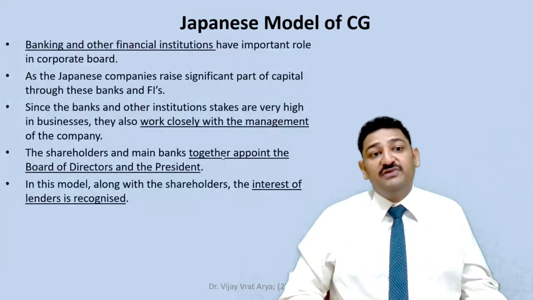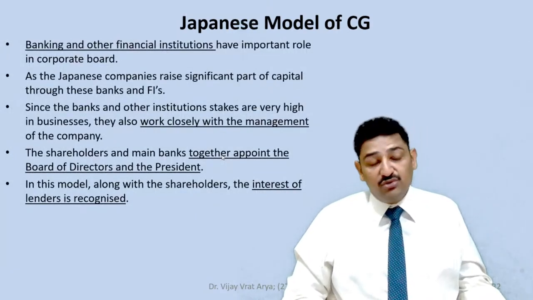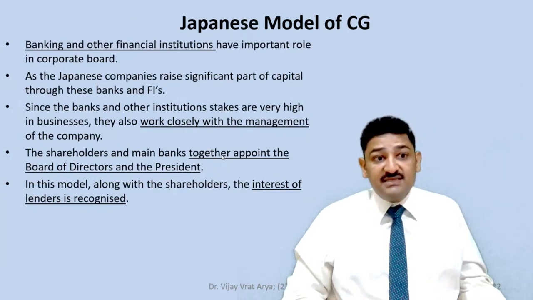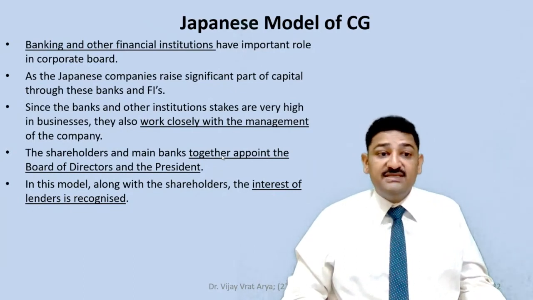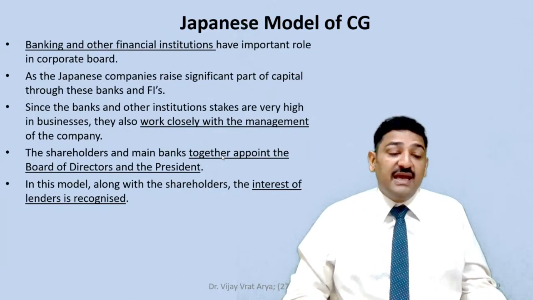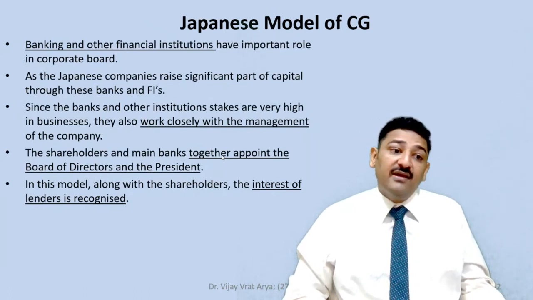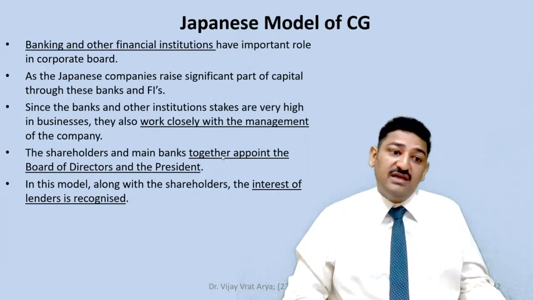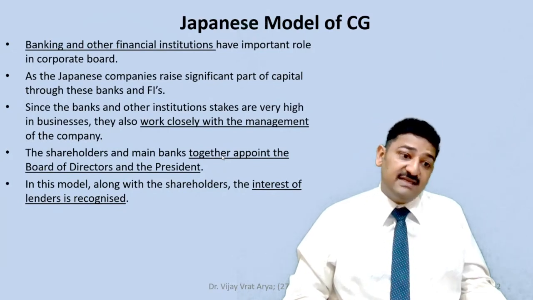And in this particular case, you will notice that the banking and other financial institutions have a very crucial role in terms of framing the corporate board structure. As the Japanese companies raise a significant part of capital through these banks and financial institutions, and since the banks' and other institutions' stakes are very high in businesses, therefore they also work very closely with the management of the company. The shareholders and main bank together appoint the board of directors and the president.